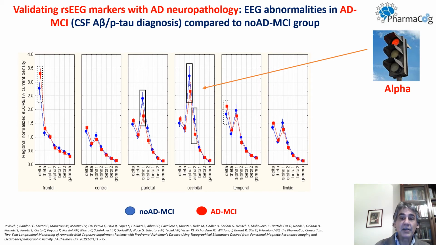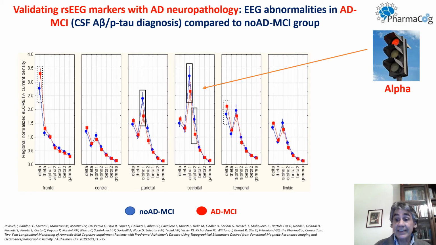You see the sources and the activity of the sources for different frequency bands in the horizontal axis, the intensity of cortical activation in the sources in the vertical axis. In red, you have the power spectra of source activities for Alzheimer's disease and mild cognitive impairment. And in blue, you have the same spectrum of cortical source activity for MCI people not due to Alzheimer's disease.